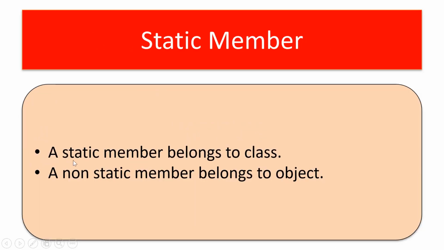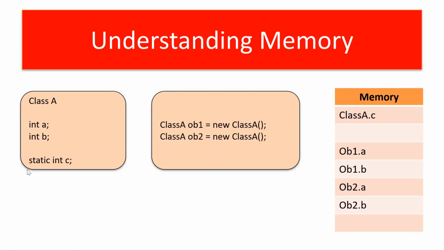As per this definition, a static member belongs to a class and a non-static member belongs to an object, which means the statement that a static member belongs to a class indirectly means that this static member is common to any number of objects created for that class. So let us discuss a simple example. As we saw already, we have a class A. Inside class A, we have three variables, among which two are non-static and one is a static variable. We are creating two objects named OB1 and OB2 for class A.